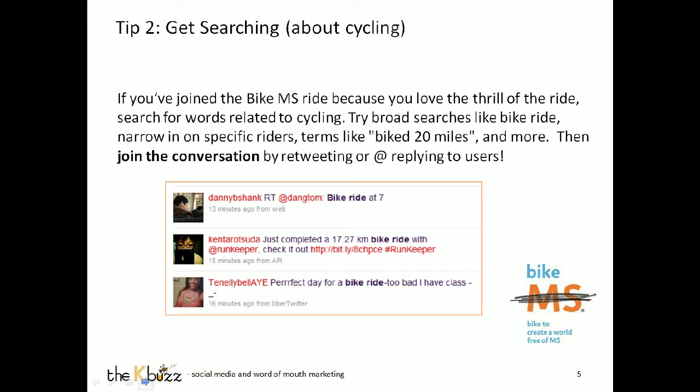Similarly, you can get searching really not just about MS, but about cycling. So you see here people who are riding their bikes. It's totally normal to engage in that conversation once you've searched, because Twitter is an entirely open community. It's not even like you need to introduce yourself. You can simply go to Bike Ride at 7, click reply, and say, hey, want to join my bike ride? We're having a ride for MS. So there are great ways to interact and engage.